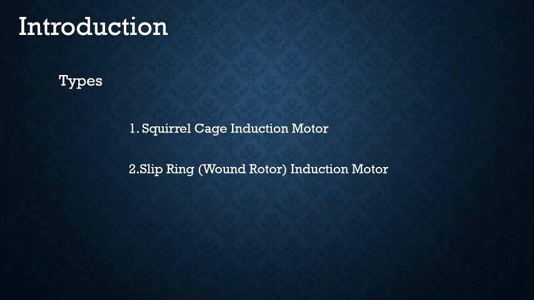So there are mainly two types of induction motors based on the rotor design. First is the squirrel cage induction motor, which is most commonly used, with a simple design with rotor bars shorted by end rings. And second is the slip ring or wound rotor motor, which includes windings connected to external resistors via slip rings, allowing control over starting torque and speed.